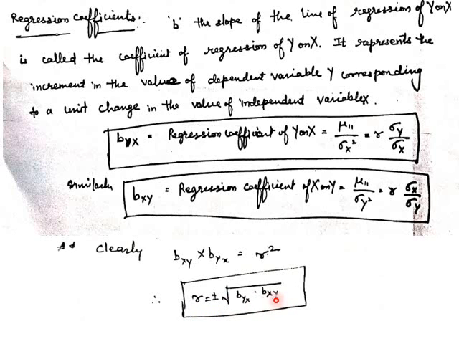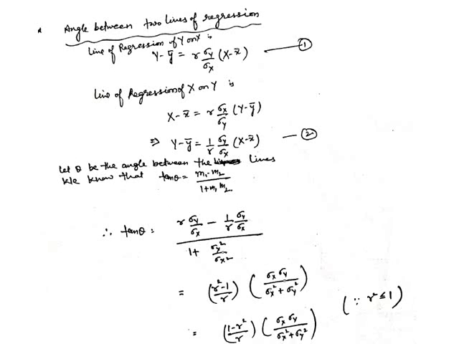It is the formula to get the correlation coefficient using regression coefficients. It is a very important formula because in some cases we are given regression lines directly. By using those regression lines directly, if you need to obtain the correlation coefficient, then we use this relation to get the results. The next important relation is the angle between two lines of regression.